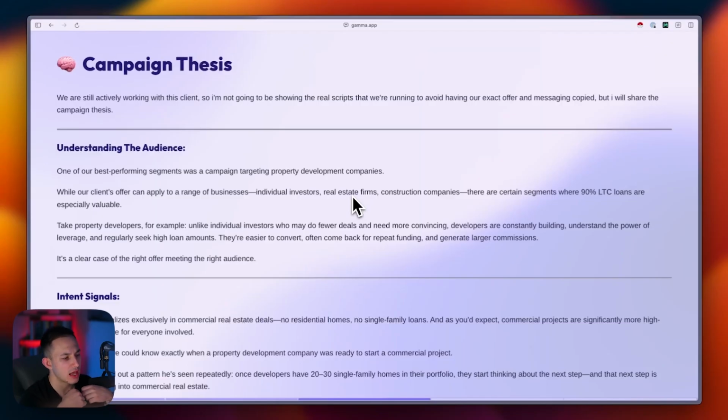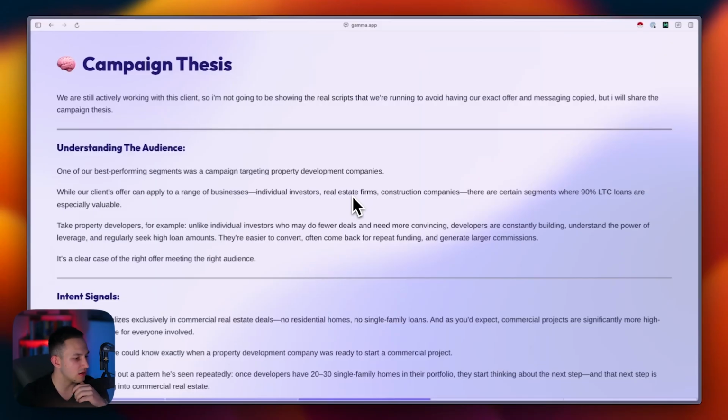Now, while our client's offer can apply to a wide variety of businesses, including investors, real estate firms, and construction companies, there are certain segments where that 90% LTC offer is especially valuable, right? For example, property managers. Unlike individual investors who only do maybe 1 or 2 deals a year, these companies do a lot more deals. They're looking for much higher loans. Obviously, there's repeat business, and it just makes everything a lot more lucrative for everybody because it's higher commissions, recurring commissions, right? Overall, it just makes everything so much easier, okay?